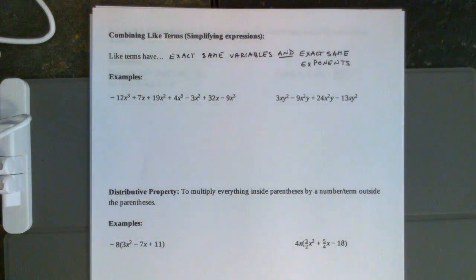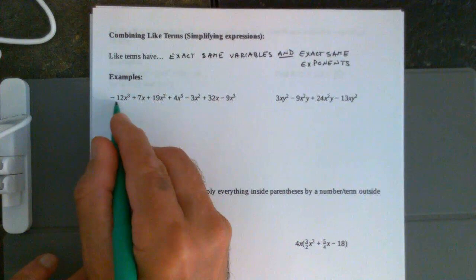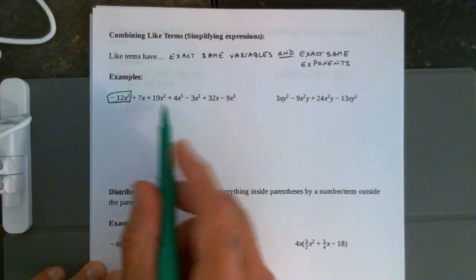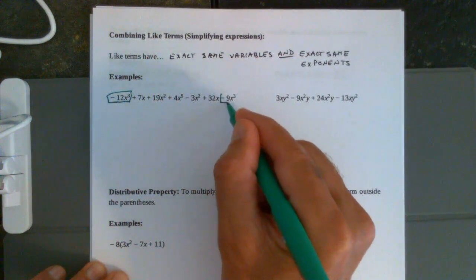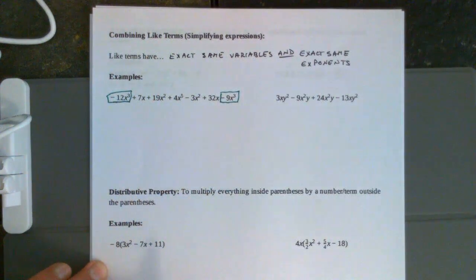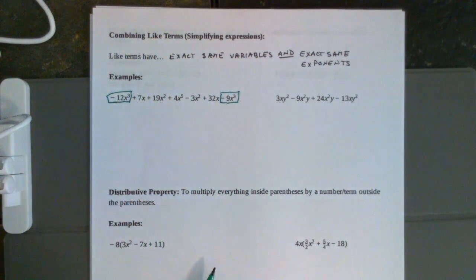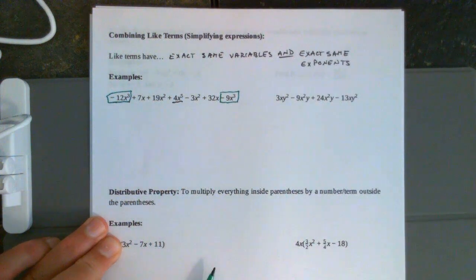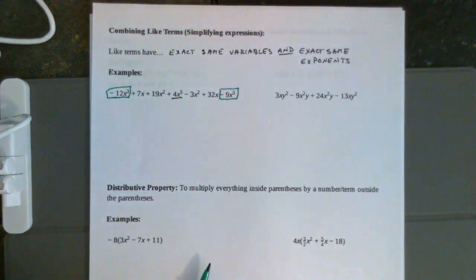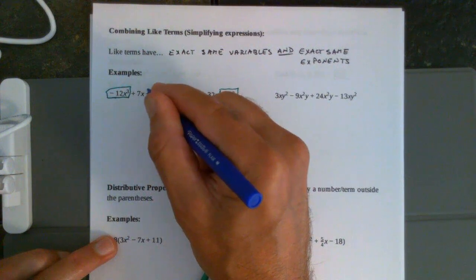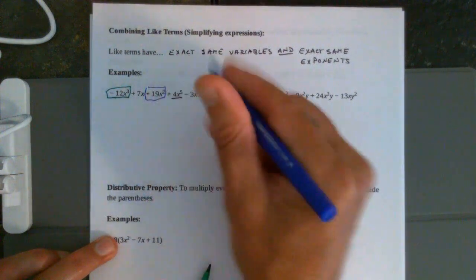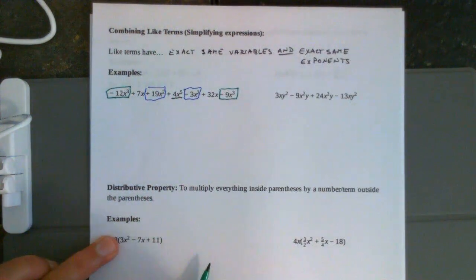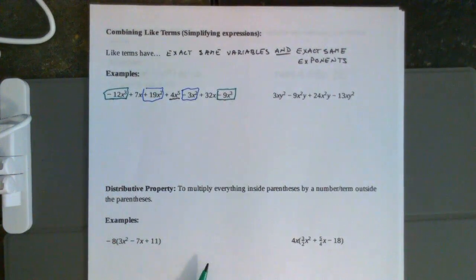So for example, I can see I have a negative 12x cubed, and going across I have another one, a negative 9x cubed. I only have one x to the 5th term, that's right there. I have a couple of x squared terms. And I have a couple of x terms.